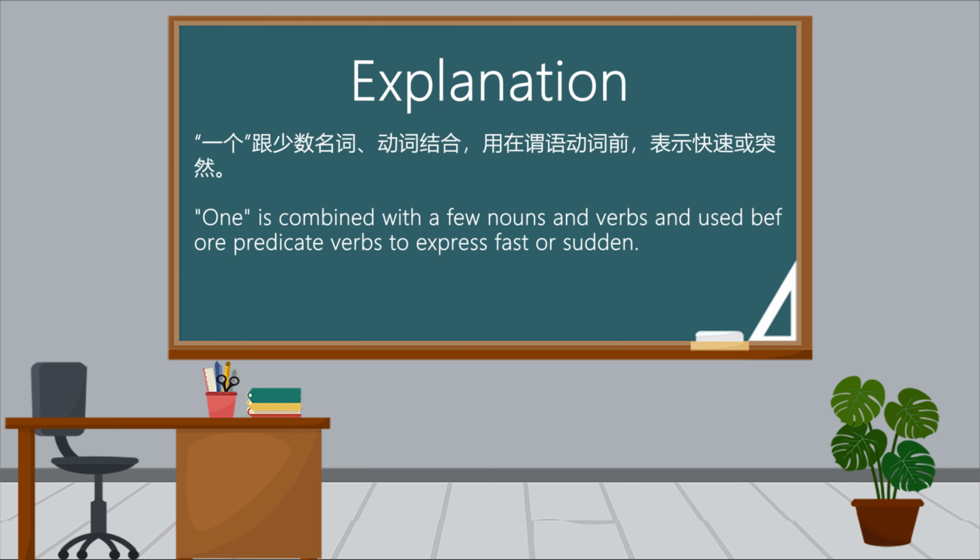一个 is combined with a few nouns and verbs and used before predicate verbs to express fast or sudden.